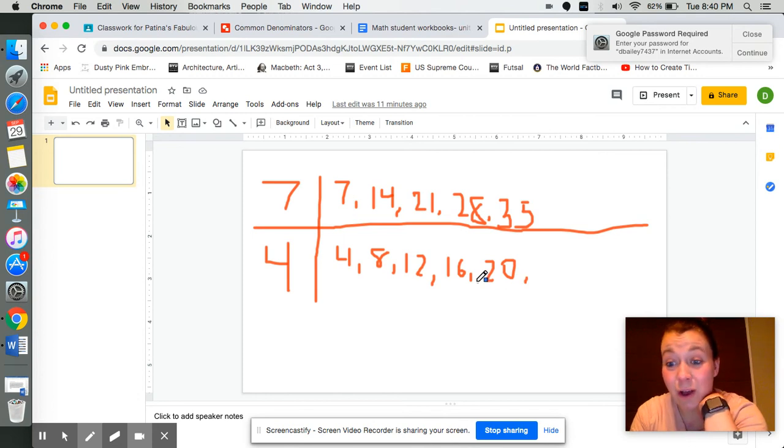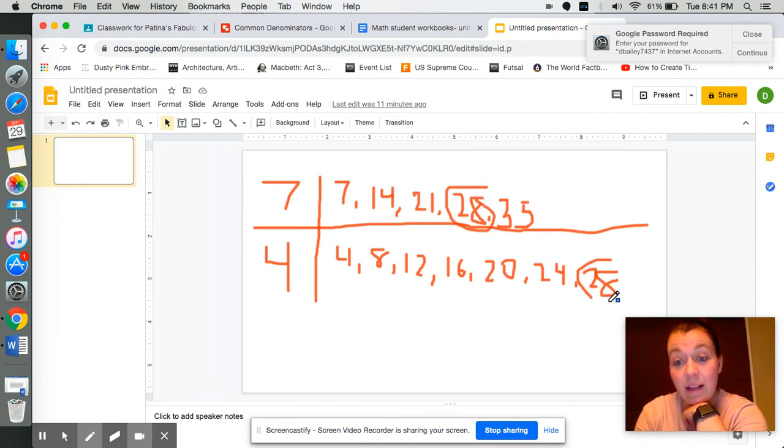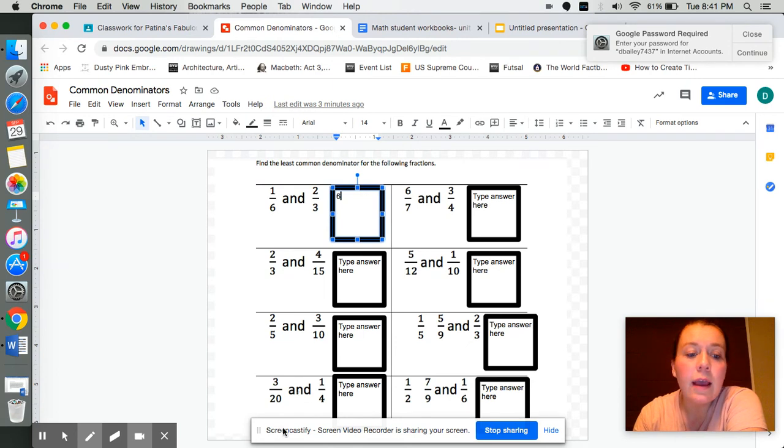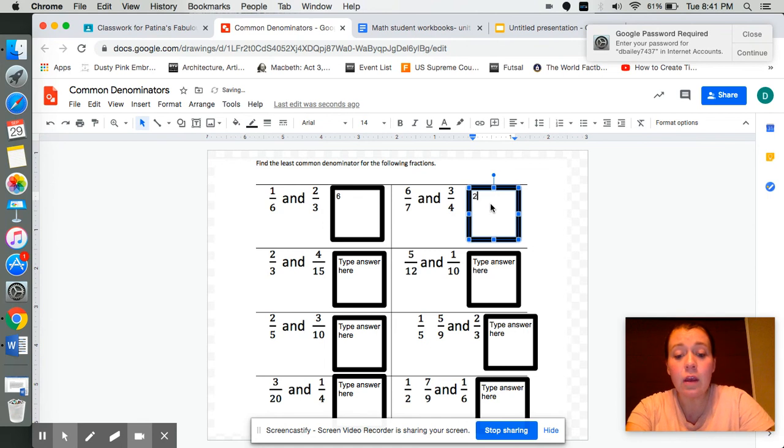Okay, I still don't have a common denominator, so do you think I'm going to have to keep counting by 4s? Absolutely. Next 4 multiple is 24. Then I have 28. All right, let's look which number is the same on both sides for 7s and for 4s. What do they have in common? They both have a 28, and that's the least common one. I'm sure they have another one in common, but I'm not going to keep going because that would take forever. So then I would go here and I would type 28.